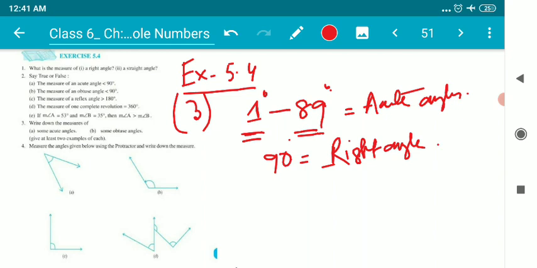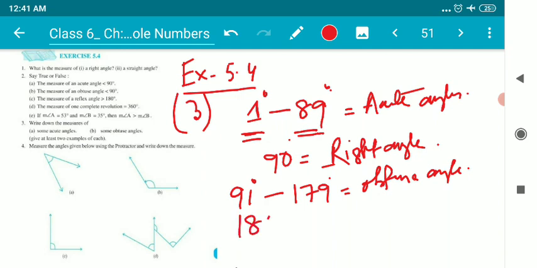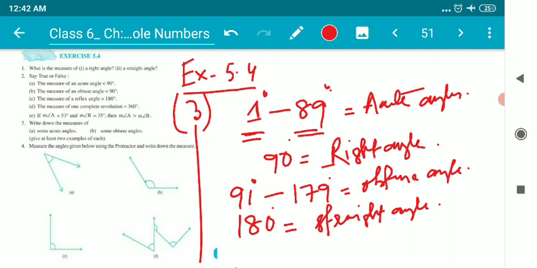Okay. Now the angles starting from 91 degree up to 179 degree, which come between this range, are known as obtuse angles. The angle which is exactly 180 degree is known as a straight angle. The angles which lie between 181 degree to 359 degree.